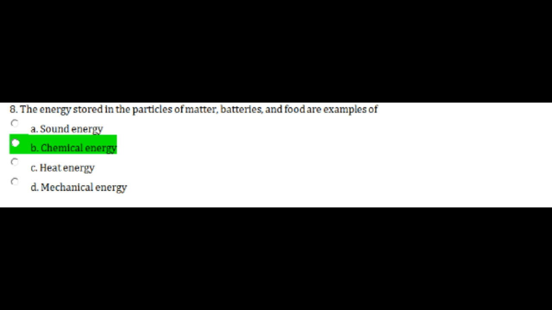Number 8 is just a review of the forms of energy from week 1 and week 2. The energy stored in the particles of matter, like a battery and food, is automatically chemical energy. I say battery, you say chemical. Battery. I say food, you say chemical. Food. You should be chanting after me, or at least saying it in your head.